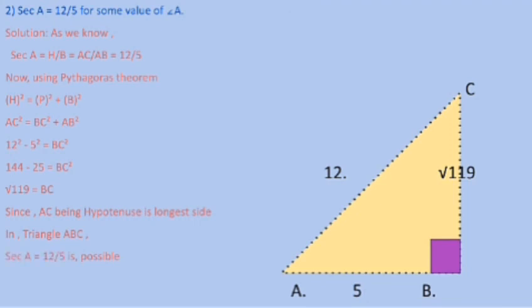Hence it is possible, secant A equal to 12 by 5 is possible, therefore your statement is going to be true. Now class, moving further, the third question is, cos A is abbreviation used for the cosecant of angle A. Is it true class or not?